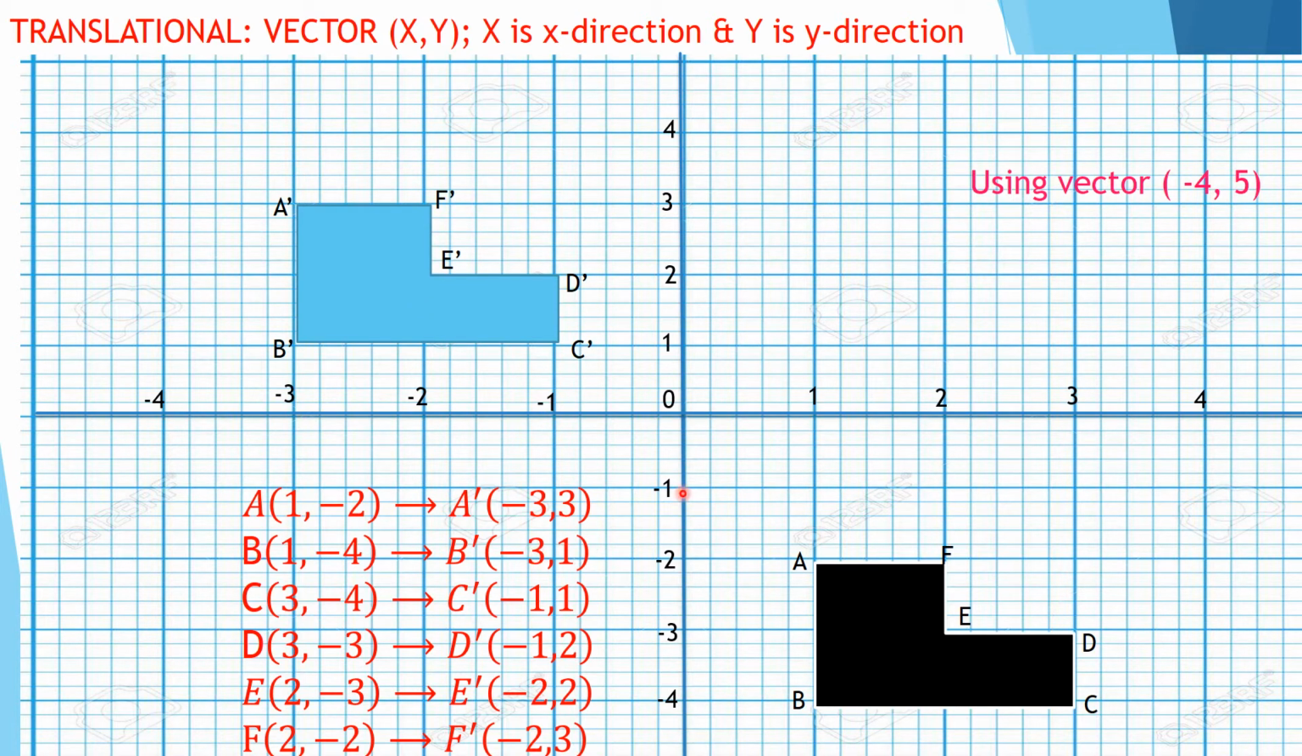Remember I said you will subtract 4 from the x coordinate and add 5 to the y coordinate. So the translation of this vector now is this vector up here. So this polygon up here is the object and here we have the image. Try it. You can use another vector and do your own. You can change it to maybe -1 and 2 or 1 and -2 and see what your image will look like. Thank you.